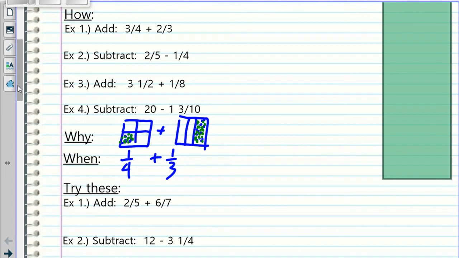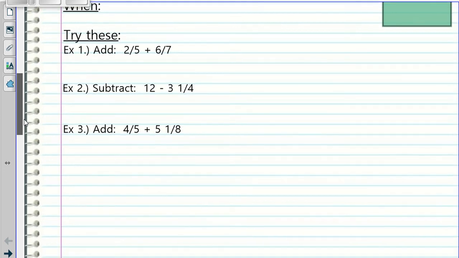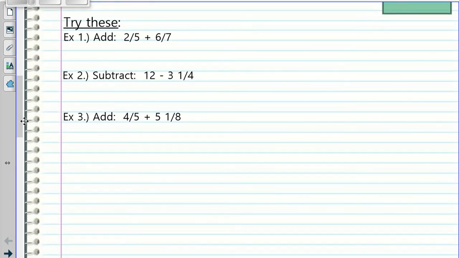So that's why you got to find a way to cut them in such a manner that these will actually be out of 12s, then you can add them, then you can operate on them. Okay, so this is why. All right, when do you do that? Well, when the denominators are different, right? Okay, try these. So try these, pause, try these, and then I'll go over it, all right?